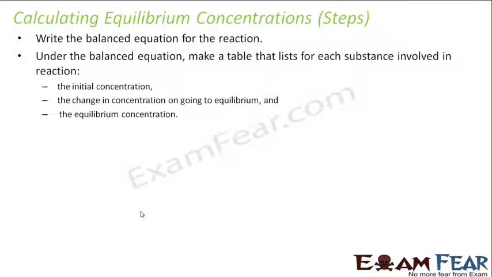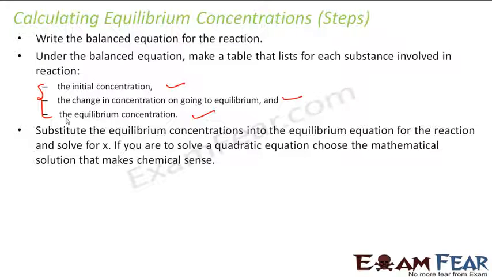Once we have the balanced equation, then we have to make a table with initial concentration, the change in concentration, and the equilibrium concentration. So we have to create these things. We'll do one example to explain this. And we'll assume, for example, initial concentration was 5, let's suppose, for something. We'll assume the change in concentration is x. The equilibrium concentration will become 5 minus x. Let's assume. We'll take some example to clear this concept.